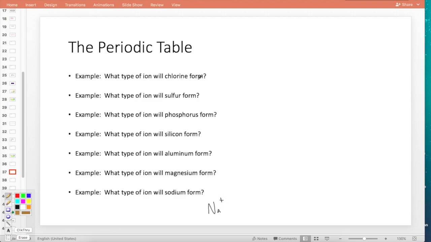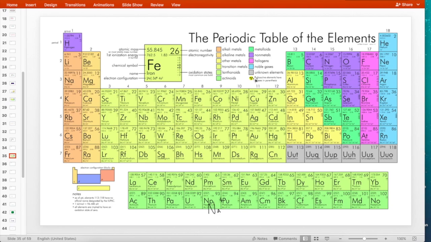Let's start up here at the top. What type of ion will chlorine form? Chlorine is, let's figure out where chlorine is on the periodic table. Chlorine is right here. In fact, all of these are in period 3. And I'm starting over here with chlorine. How come I'm not worried about argon? Well, how many valence electrons does argon have? It's in group 18. Argon already has 8. So it is already stable and happy.